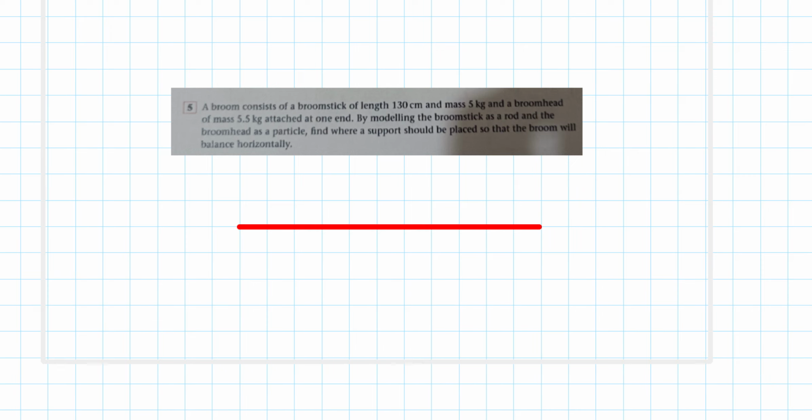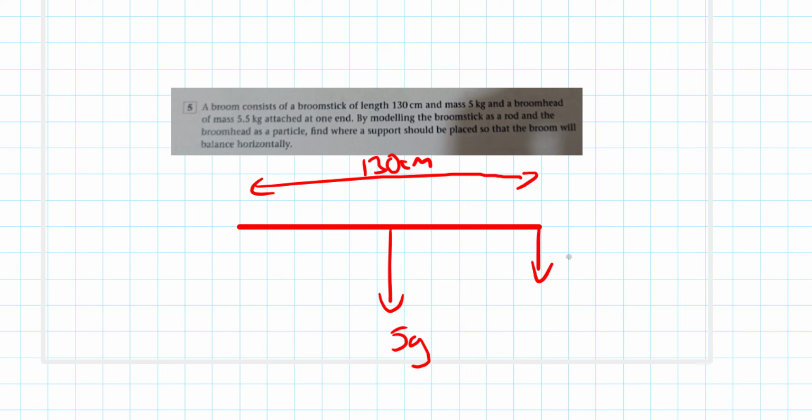it's quite a more challenging question than what we've seen before. So this one, we've got a length of 130 centimeters. So the broomstick's length, the weight will act halfway, so that's going to be 5 kilograms, so 5g, and a broom head attached of 5.5 kilograms attached at one end. So we're going to attach it from here, and this is going to be 5.5g.